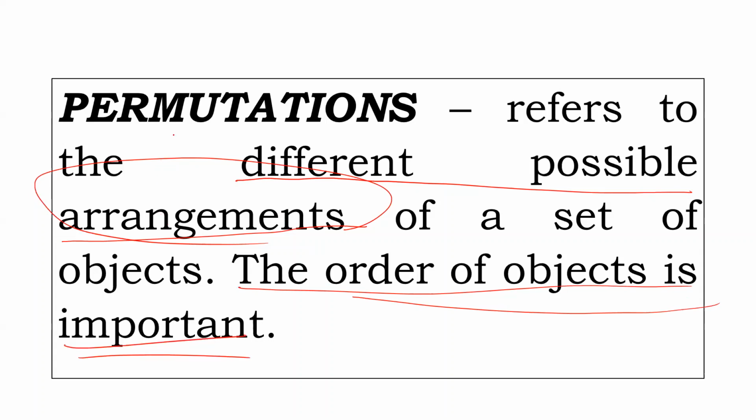So ano ibig sabihin nito? Meron tayong permutation and combination na topic ngayong third quarter. So for permutation, itong sinasabing the order of objects is important. Say for example, you have A, B, C, D. Ito yung order niya. First si A, followed by B, C, D. This is different sa arrangement na B, C, A, D. We have here two different permutations.